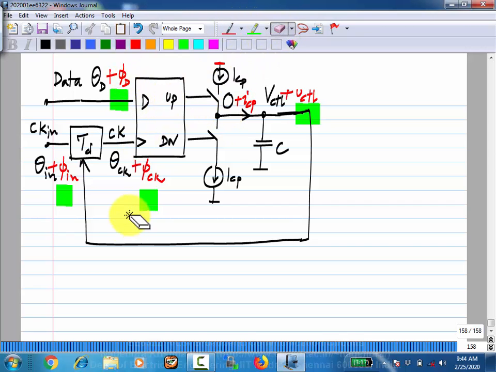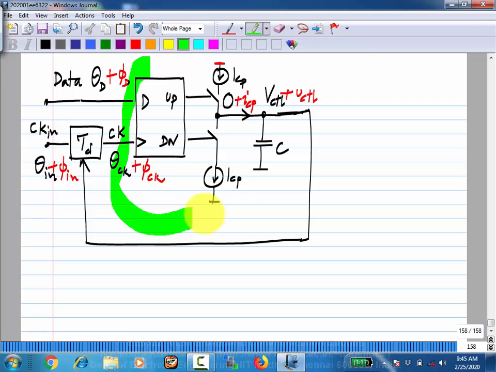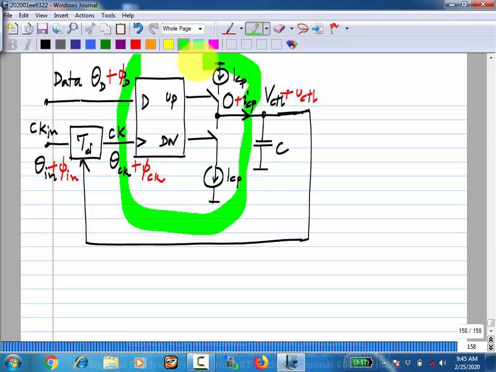Okay. So let's first start with maybe the phase detector. Yeah, we can take the model of these two together, for instance. The inputs to that are this lowercase phi d and phi ck, and the output is this ICP. What is the relationship between these?